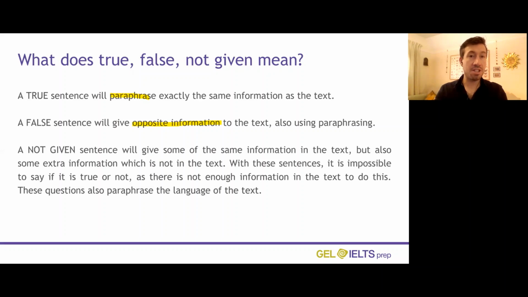And then a not given sentence will give some of the same information in the text, but also some extra information which is not in the text. So with these sentences, it's impossible to say if it's true or not, as there's not enough information in the text to do this. And these questions also paraphrase the language in the text. So when you look at it and you look at the text, you're like, maybe, but I don't know. And it's impossible to say if it's a true or if it's a false in that situation. So that would be not given.